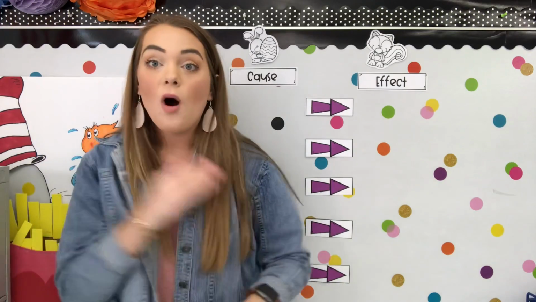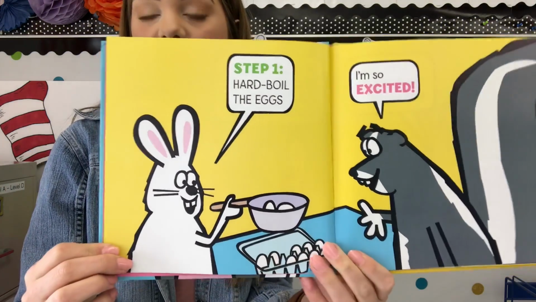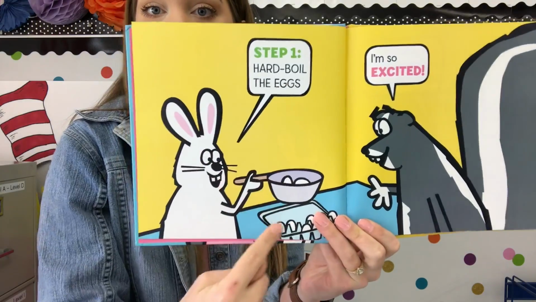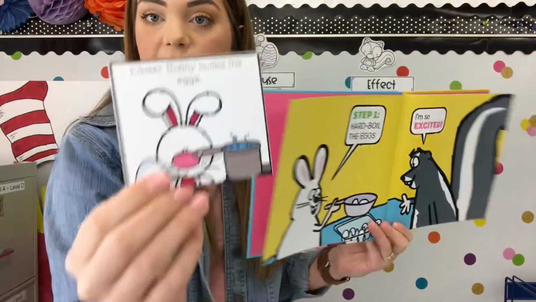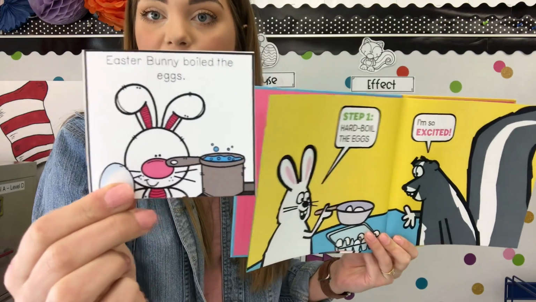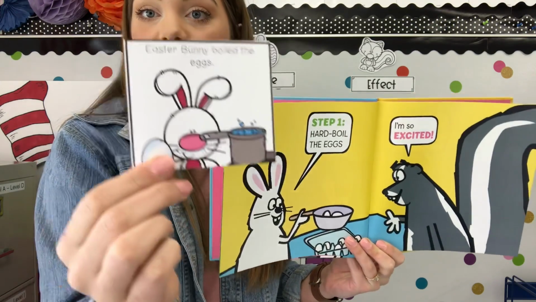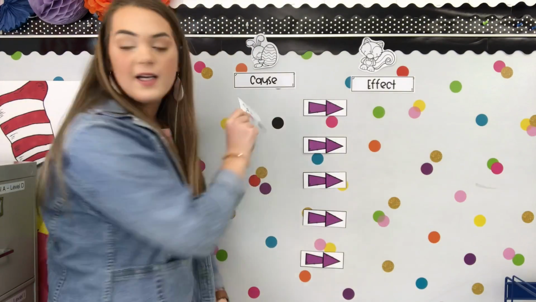Okay, so we're going to walk through it step by step. Our first cause is going to be the first thing that the Easter Bunny did in our story. What is the first thing that he did? His step 1 is to hard boil the eggs. So right here, it's kind of an example. Your picture should look something kind of like mine. Easter Bunny hard boiled the eggs, or he boiled the eggs. That's our first cause. So you're going to put it right here. I'll tape it there in a second.